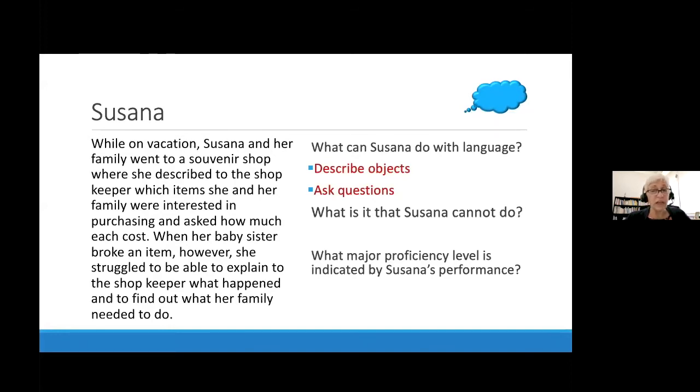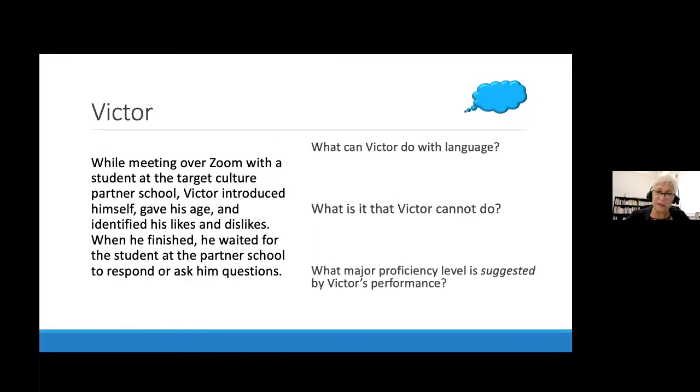But what is it that she cannot do? She cannot deal with a complication. And so our FACT tells us that a speaker who can describe, who can ask questions, but who cannot deal with a complication is at the intermediate level. If you got that right, pat yourself on the back.